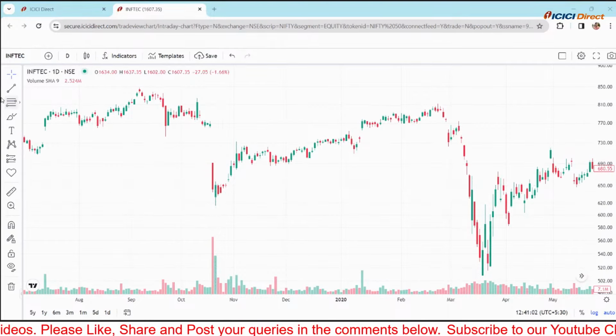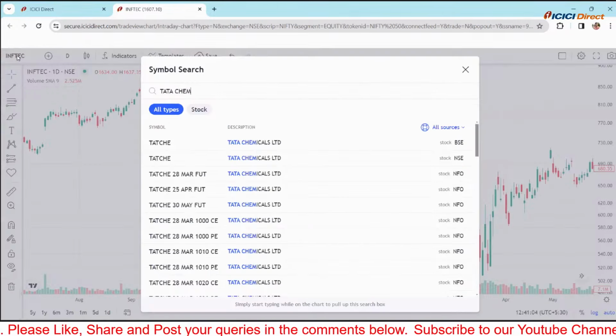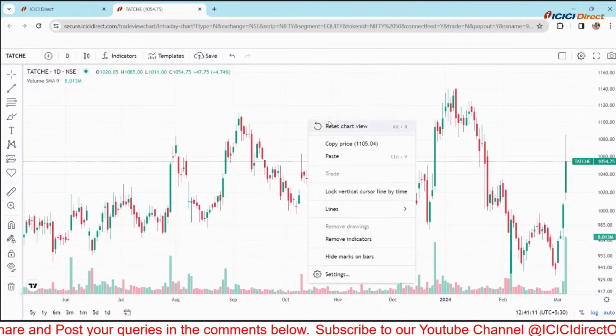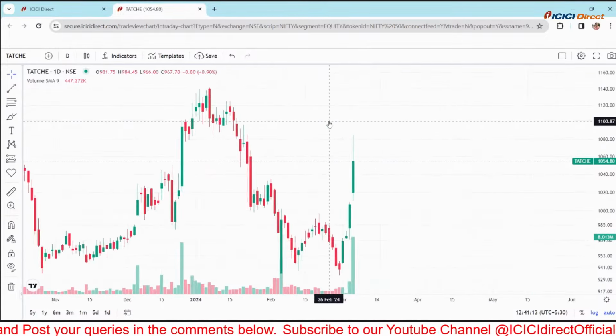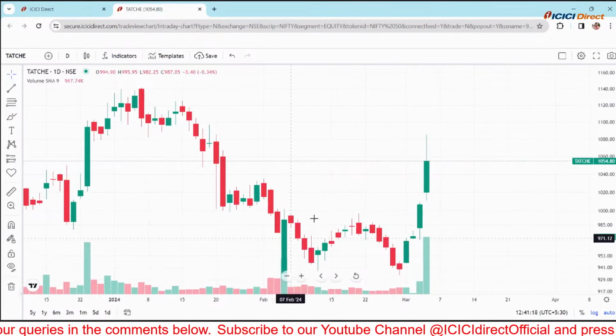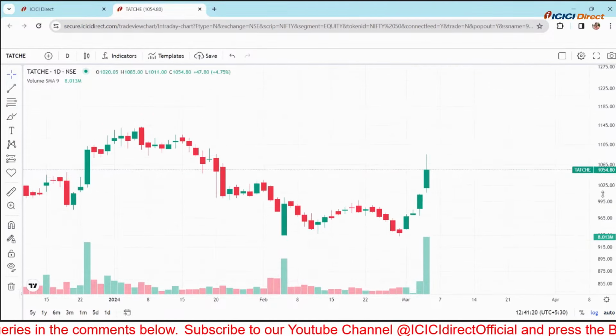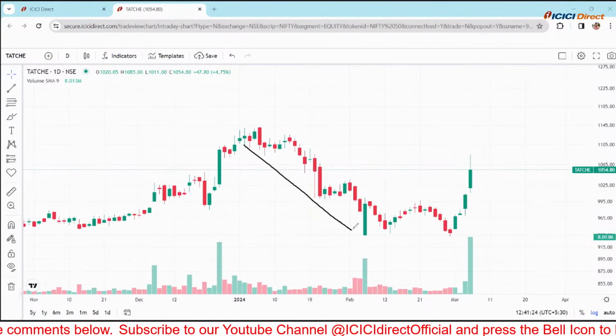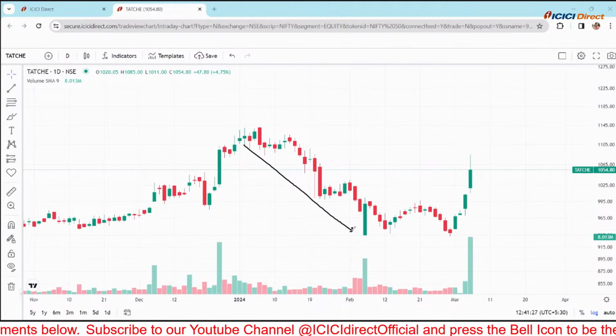Some other, maybe Tata Chem. Okay, let's see Tata Chem. Is there a downtrend? Oh yes, what a piercing. Someone was asking about the points, right? I think this doubt also gets cleared here. Can we say this is a downtrend? We had a piercing candle here because 50% is taken out, but we never got a confirmation to buy.